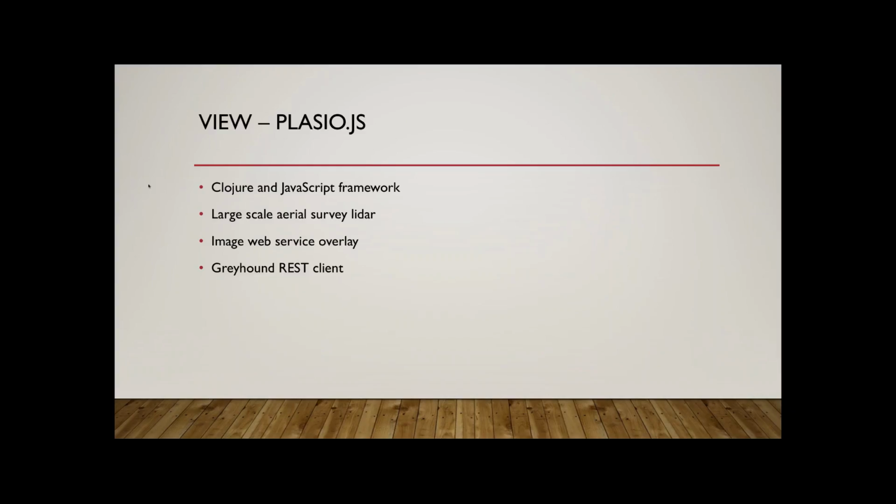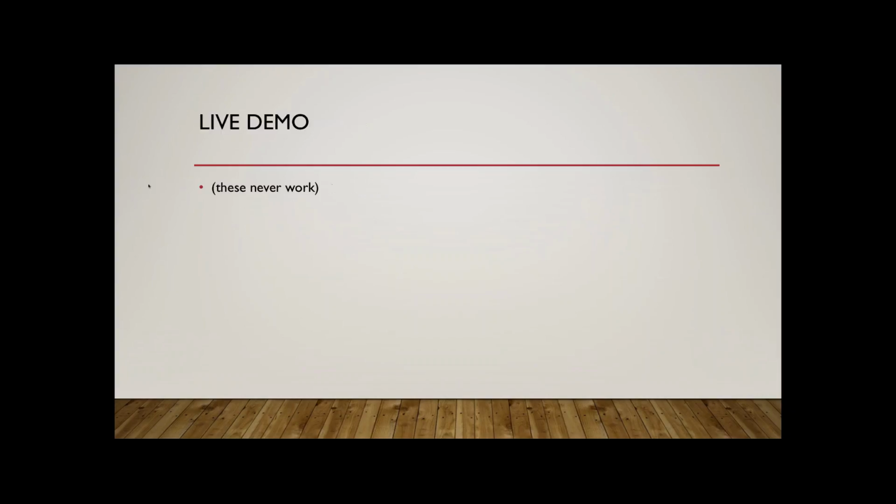something that you couldn't necessarily do with just a tile collection. And then finally, the last piece of open source software here is Plasio.js, which is a Clojure and JavaScript framework that is focused on large-scale aerial survey LiDAR, so the Denmarks and the Iowas, as opposed to smaller-scale LiDAR. It allows image web service overlay, and it speaks Greyhound REST client, so it uses Greyhound to fetch and interact with its data.